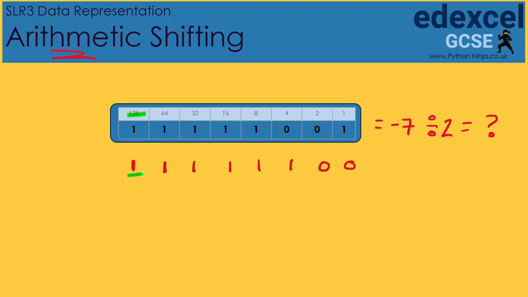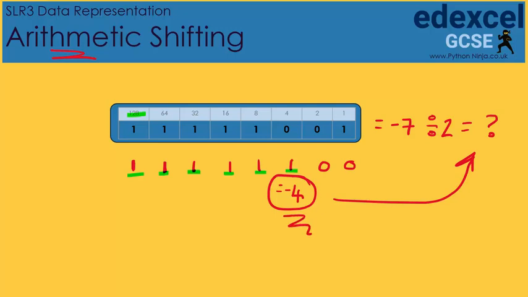Okay, so what is this number as a denary number? Minus 128 plus 64 plus 32 plus 16 plus 8 plus 4 gives us a value of minus 4. So in this example, we've got minus 7 divided by 2 is not 3.5, it is minus 4, because we have this loss of accuracy when we have numbers dropping off the end here. Let's do another one.